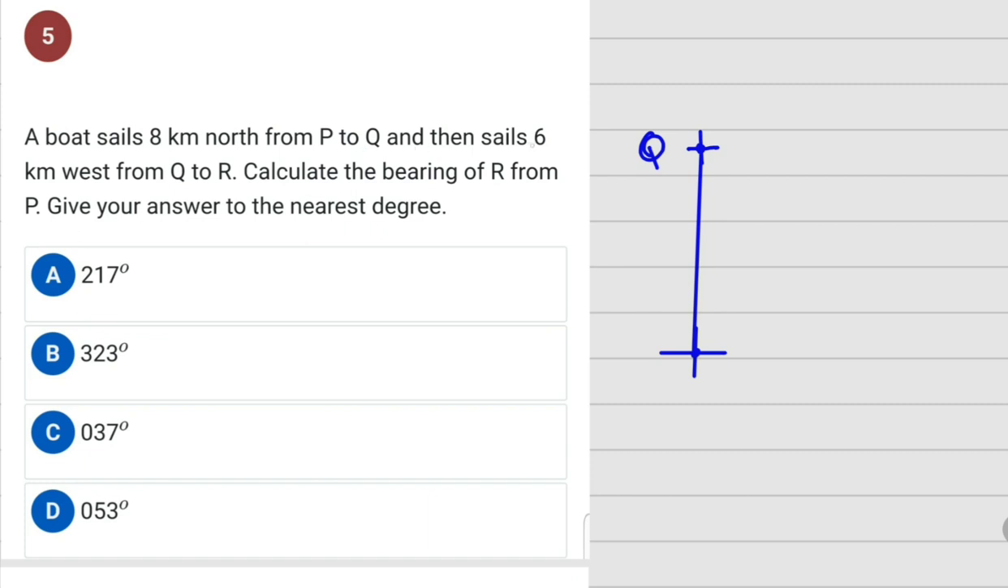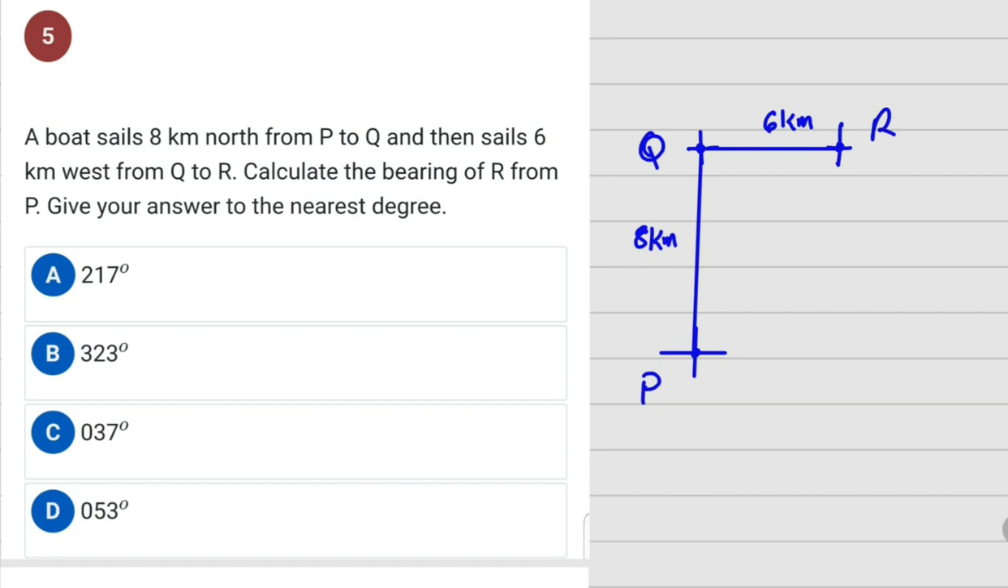Then it sails 6 kilometers west from Q. So it now moves 6 kilometers. Remember, this is 8 km, so 6 kilometers is supposed to be short compared to 8 kilometers. So let me leave it here. This is my 6 kilometers, and this place becomes my R. Remember, here is P. So I have my diagram. They now ask us to calculate the bearing of R from P.